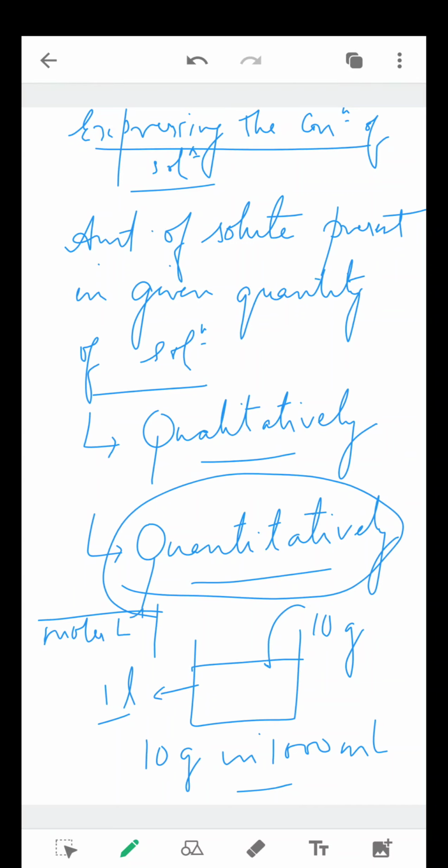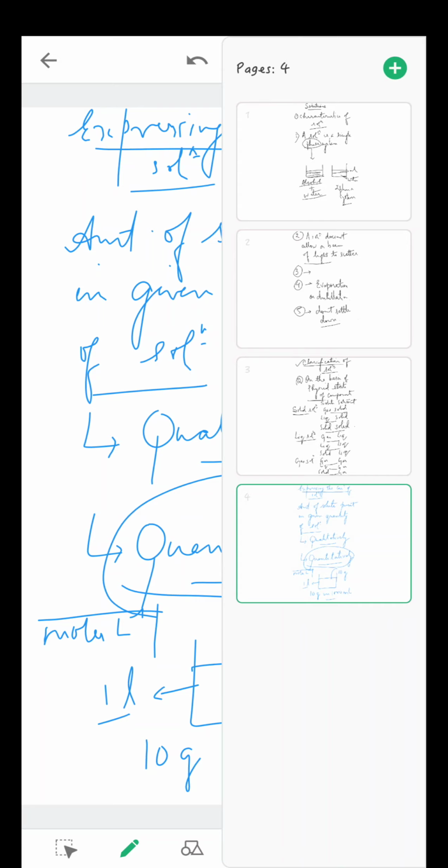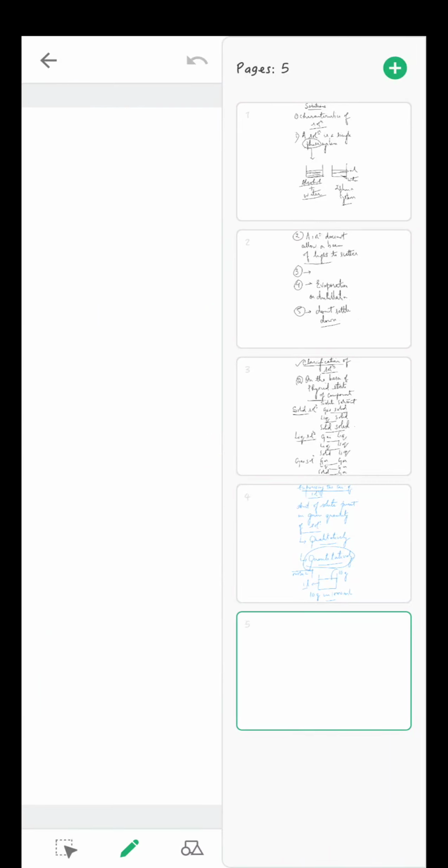Now there are several methods by which we can describe the concentration of a solution. What are these methods? Let's discuss. First is mass percentage. The first method is mass percentage.